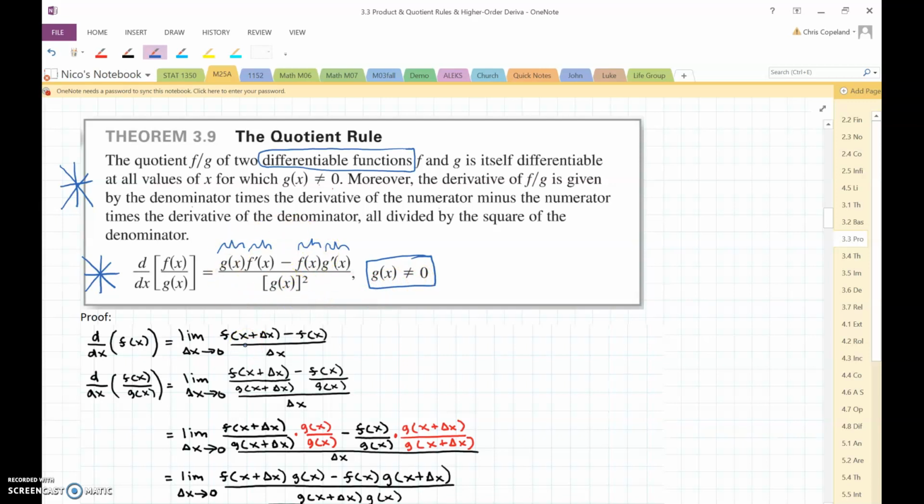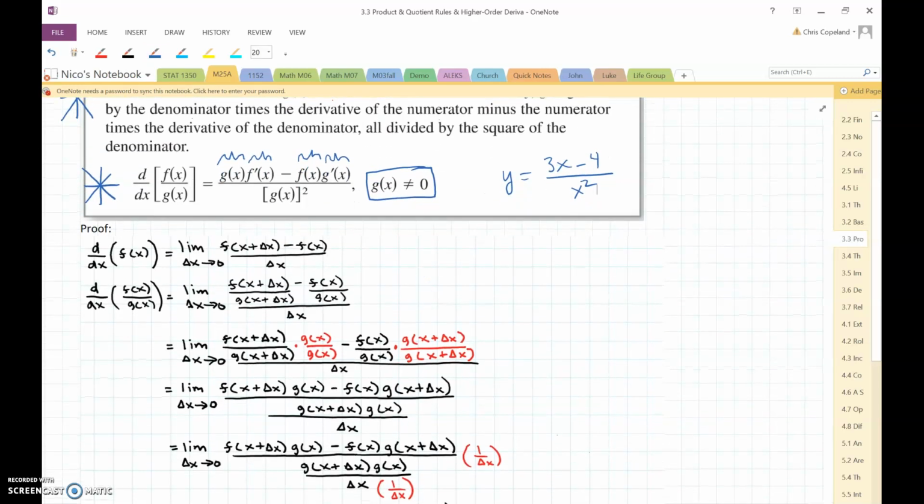We're going to use the quotient rule anytime we are trying to find the derivative of two functions that are being divided by each other, written as a quotient. Okay, and we would use this rule. So let's go through the proof. Let's go through where this comes from.